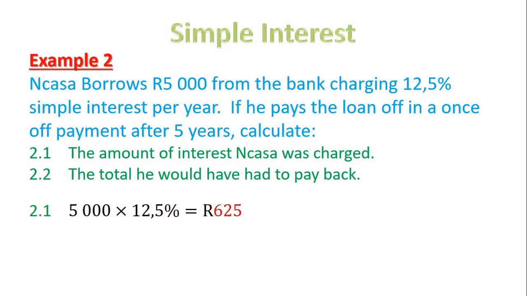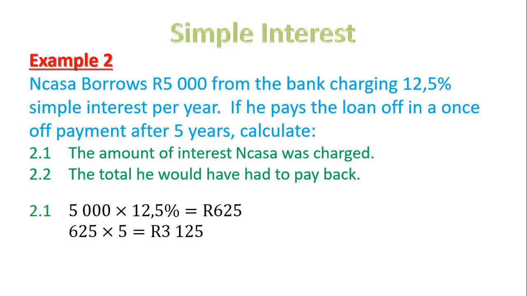Now in the question it says 5 years. And so we take our 625 and we multiply it by 5 because it's 5 years. Again, we put that in our calculator, we press equals, and hopefully you'll get 3,125. And that's the amount of interest that Ngasa was charged.